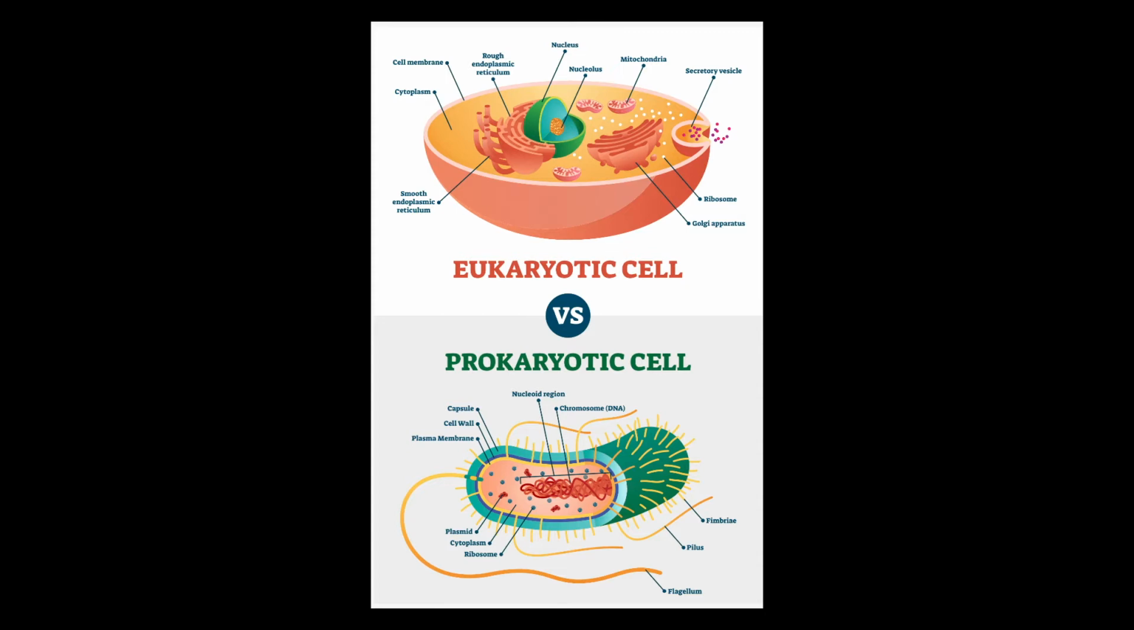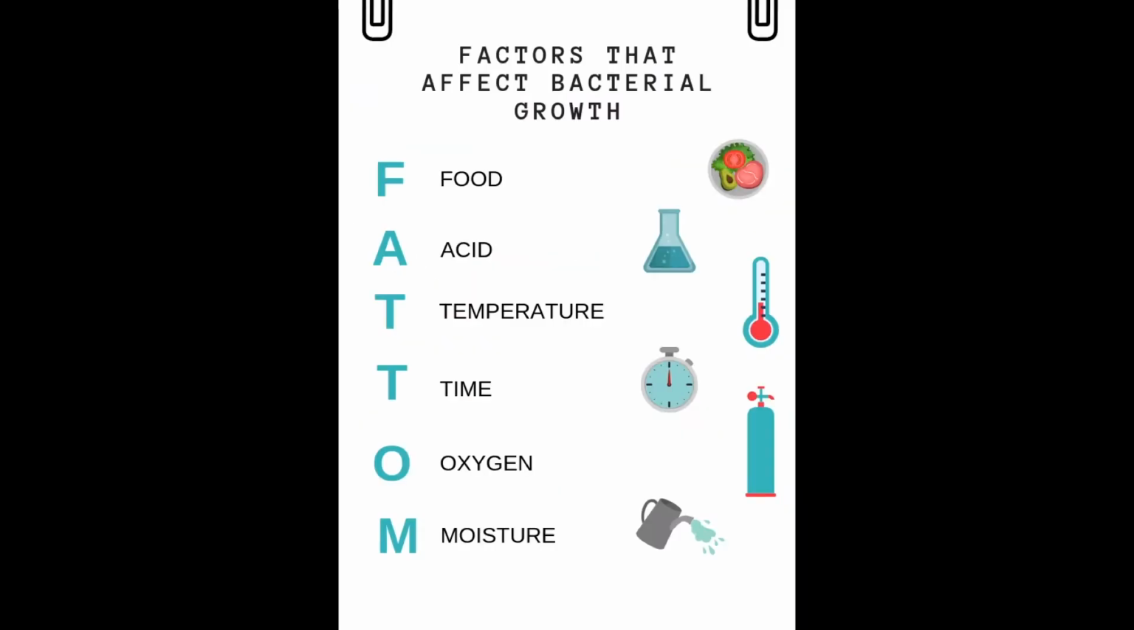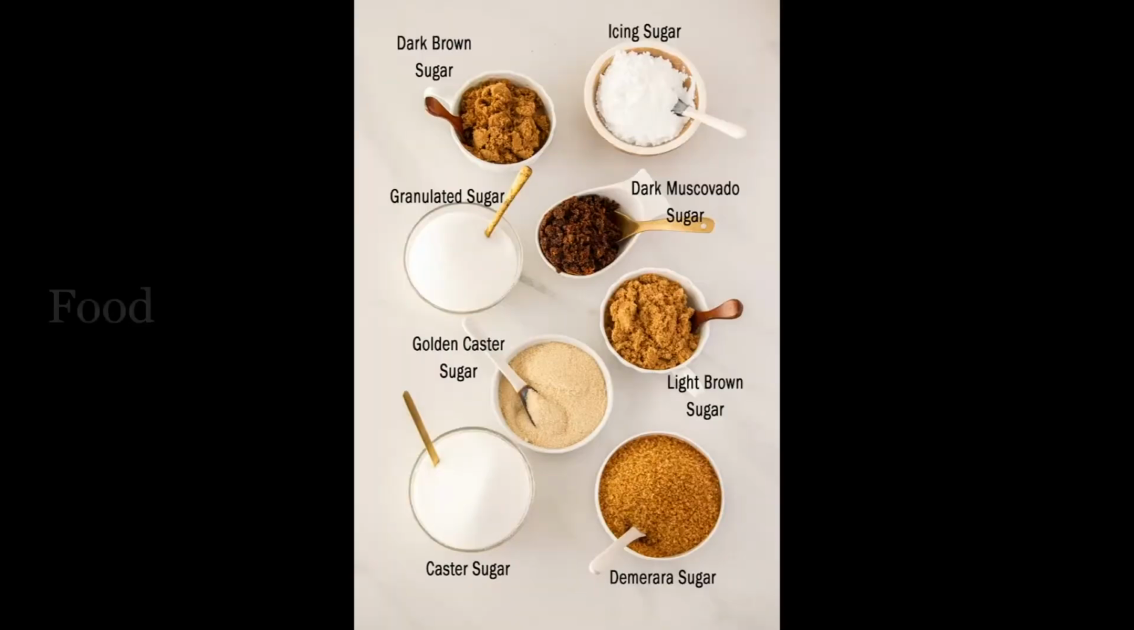Bacteria and fungi can live in a variety of environments, but they grow most rapidly in optimal conditions. What are the optimal conditions that allow bacteria and fungi to thrive? Remember the acronym FAT-TOM. FAT-TOM stands for food, acidity, time, temperature, oxygen, and moisture.